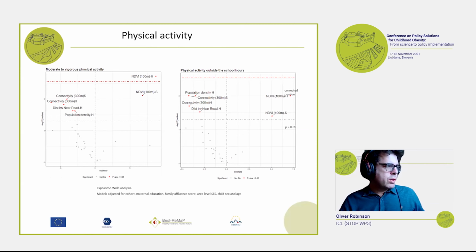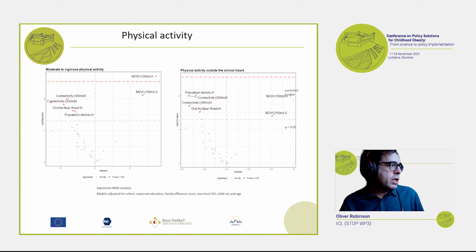So these plots show the strength of association on the y-axis and the estimate, positive or negative, on the x-axis. So if we look at moderate or vigorous physical activity, the strongest associations that supported this were green space around the home, but also around the school.